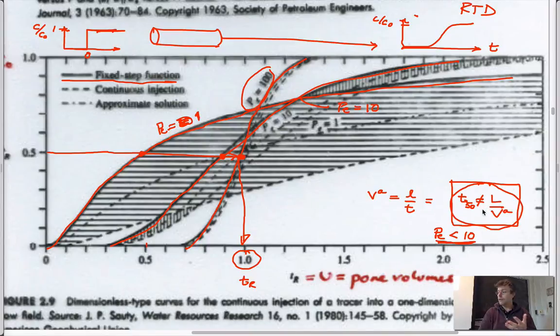So how could you calculate an arrival time if you're using a parameter that doesn't include the chief characteristic or feature that controls that transport? I guess that's really what we'd say, right?